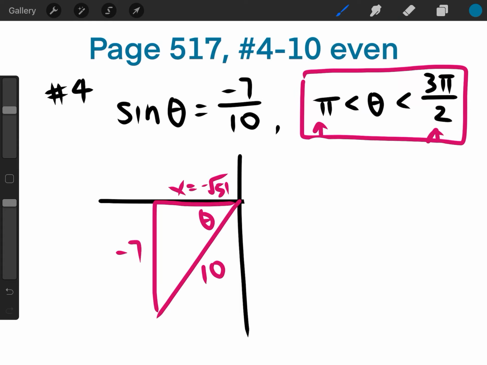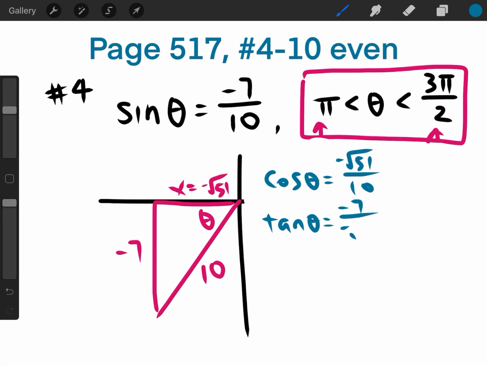We already got the sine there. Now you're going to do cosine. Cosine is adjacent over hypotenuse, so negative radical 51 over the hypotenuse, which is 10. Tangent is going to be opposite over adjacent. That's going to be positive, but you have to multiply by radical 51 over radical 51, so that's going to be 7 radical 51 over 51.